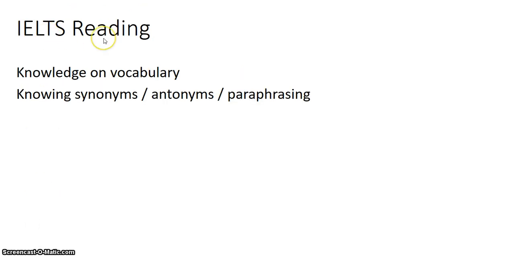So, looking at IELTS reading, knowledge of vocabulary is key to be able to pass the IELTS reading section. In order to know vocabulary, it's very good to be able to know synonyms, words that have the same meaning, antonyms, words that have the opposite meaning, and paraphrases, where you have one sentence and another sentence has the same meaning, but uses different words. Okay, so knowledge of these three is very important in the IELTS reading, and you can usually get knowledge of these three by reading other types of reading as much as you can.